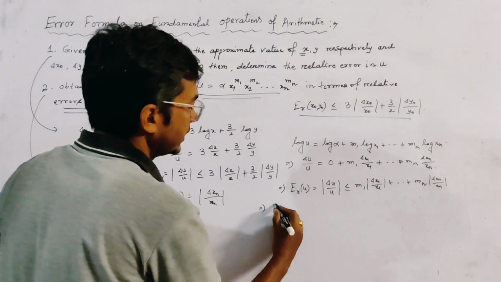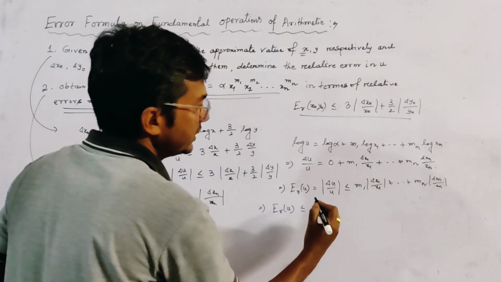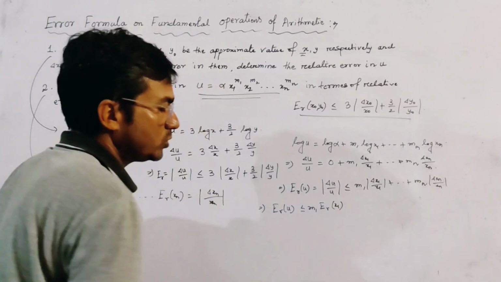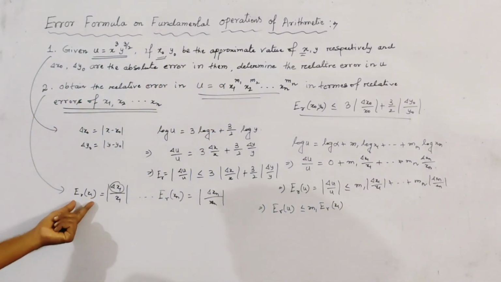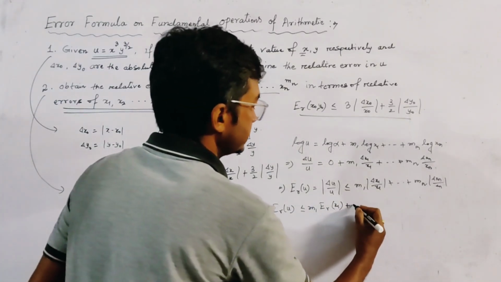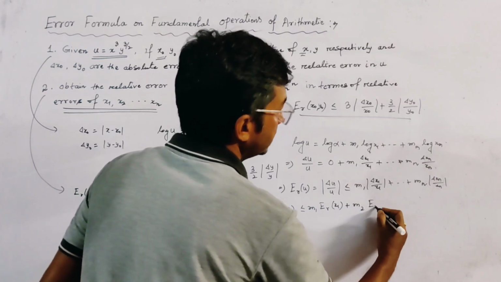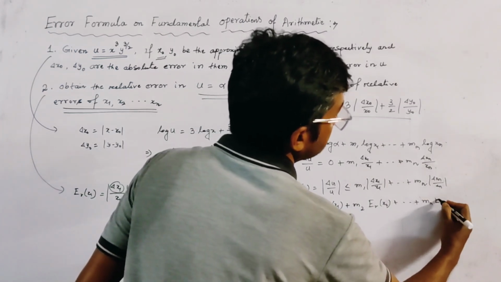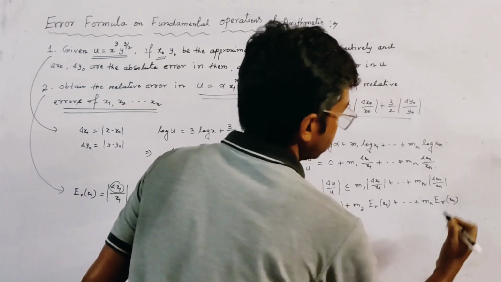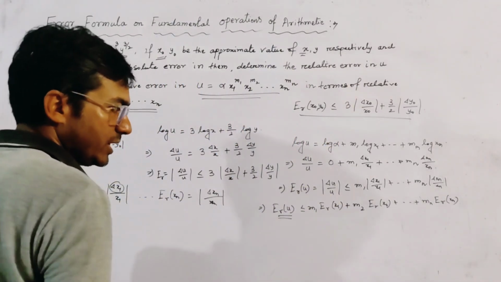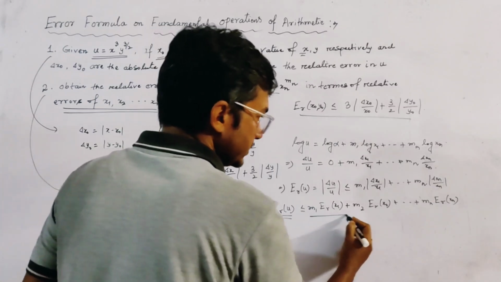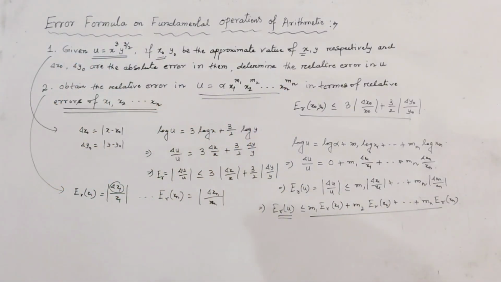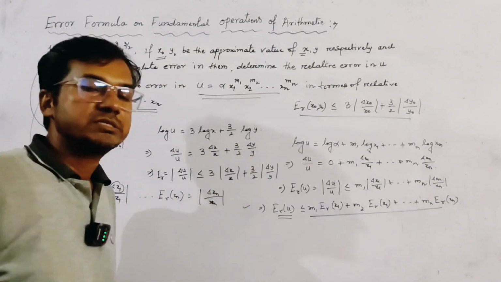So we get the relative error of u less than or equal to m1 Er x1 + m2 Er x2 + ... + mn Er xn. So this is the relative error, and this is its maximum value in terms of the relative errors of x1, x2, ..., xn. This is the answer of the second problem.